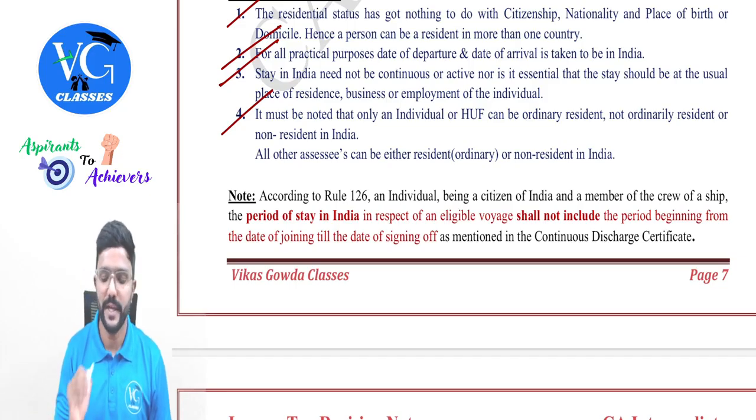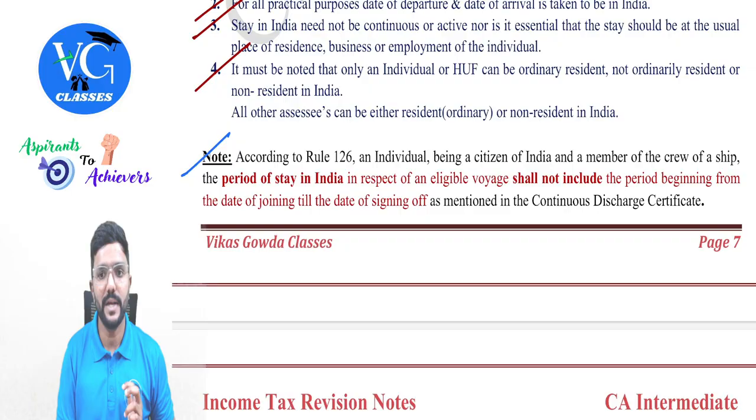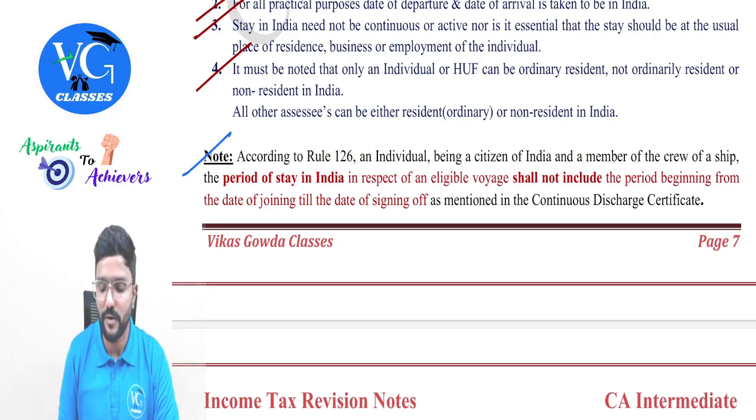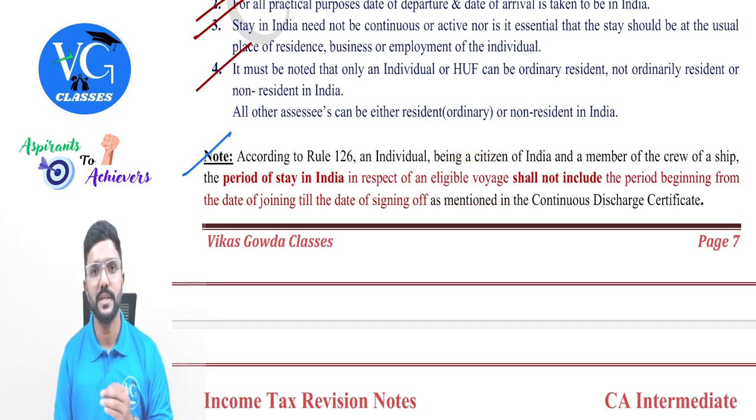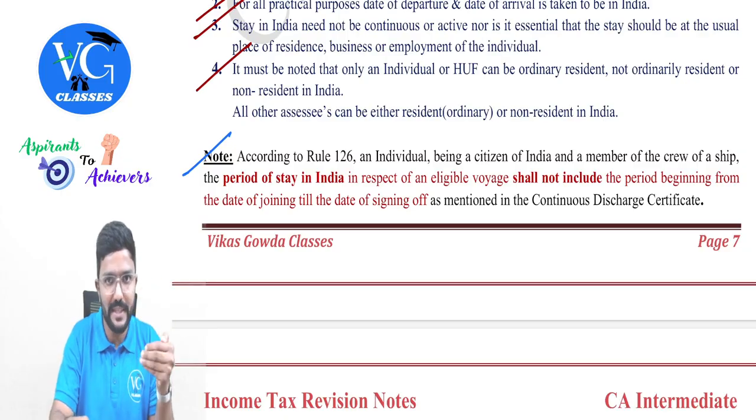Got it? Yes, sir. Then we have one last point with respect to an individual only. Yes, this is the rule. That is why I am covering it last. What is this rule telling? We will see. According to Rule 126, for an individual being a citizen of India and a member of the crew of a ship, the period of stay in India in respect of an eligible voyage. Sir, what is an eligible voyage? Guys, an eligible voyage means one which is carrying passengers and goods in international traffic. Sir, what is it? Guys, either the origination port or the destination port is in India and the other one is outside India.